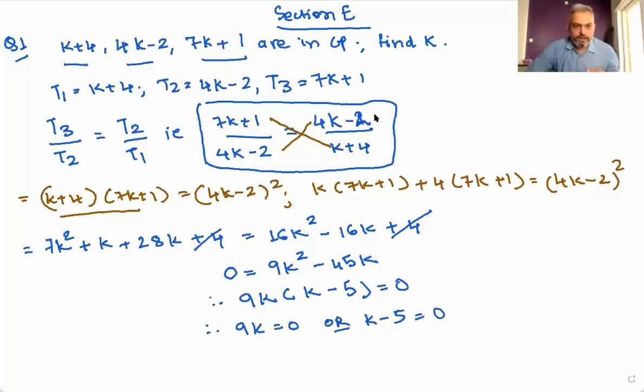Now, because it is said that all the three are positive numbers, we cannot have a negative number at all. So we cannot take k is equal to 0, because if we take k is equal to 0, 4 into 0 is 0, minus 2 becomes minus 2. We want only positive numbers. So we take 9k, k is equal to 0, not possible. Therefore, k is equal to 5. Answer.